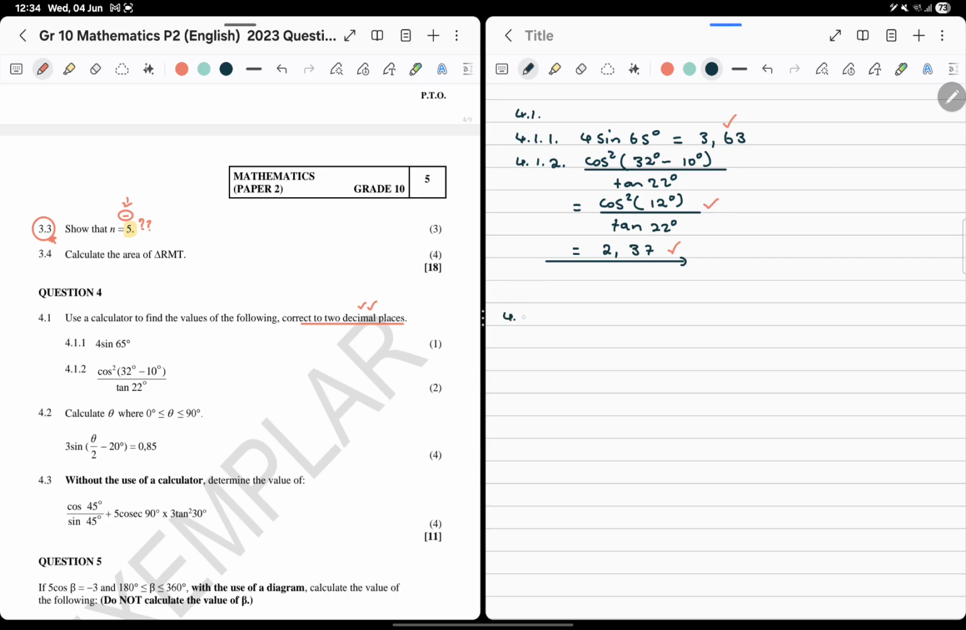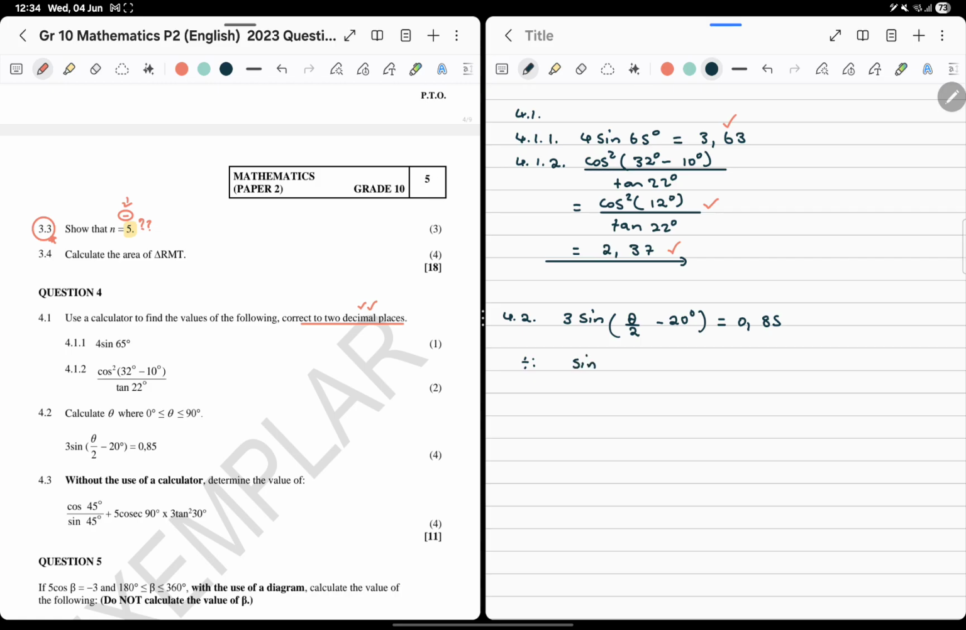Anyway, let's go to 4.2. We need to calculate theta, where theta lies between 90 and 0. So meaning theta is in the first quadrant. So whatever we get, we stop at the first quadrant. So we've got 3 sine of theta divided by 2 minus 20 degrees is equal to 0,85. Okay, so we will then divide by 3 throughout.